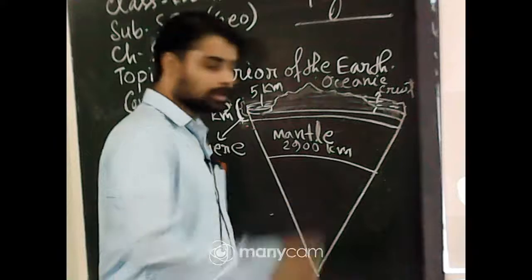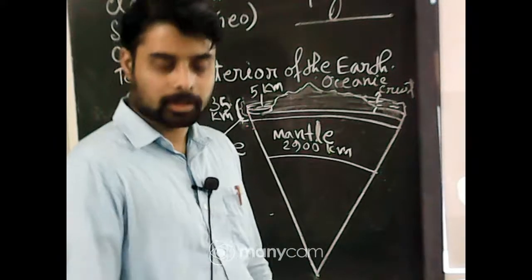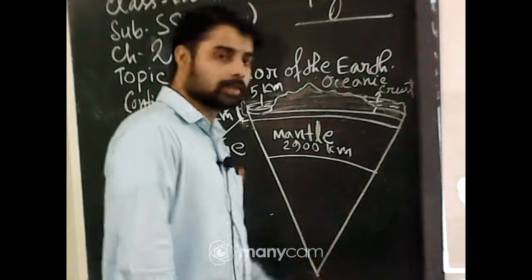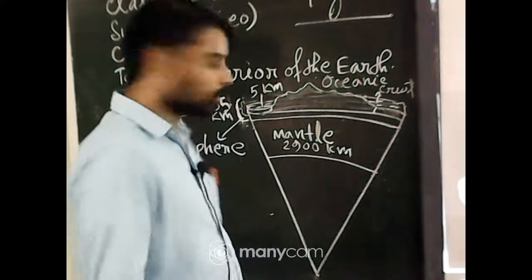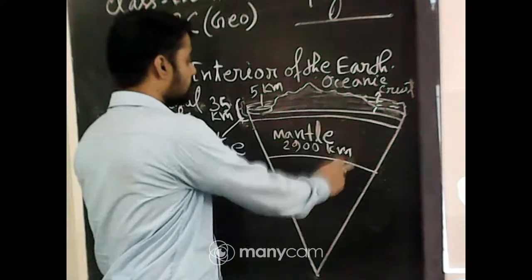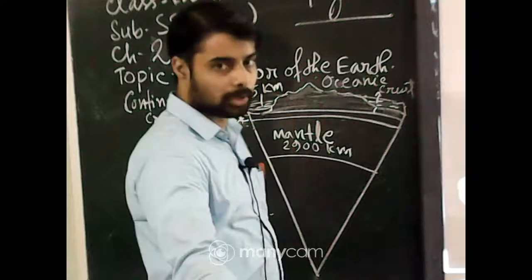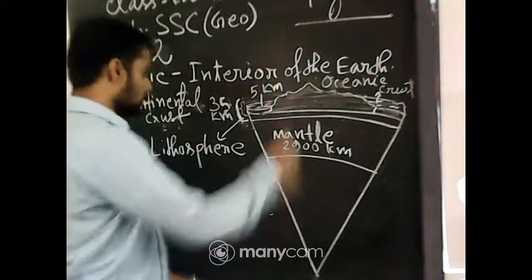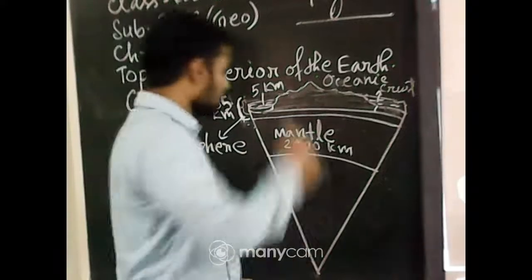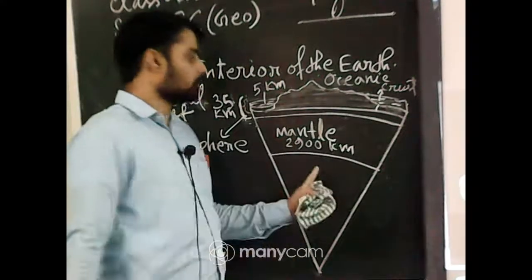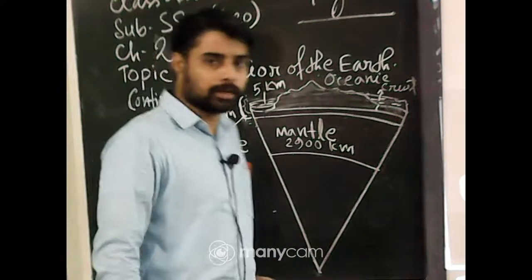And in the mantle all the metals are in a solid state. The depth is 2900 kilometers below the ground. And the geologists also divide this mantle into two parts, upper mantle and lower mantle.